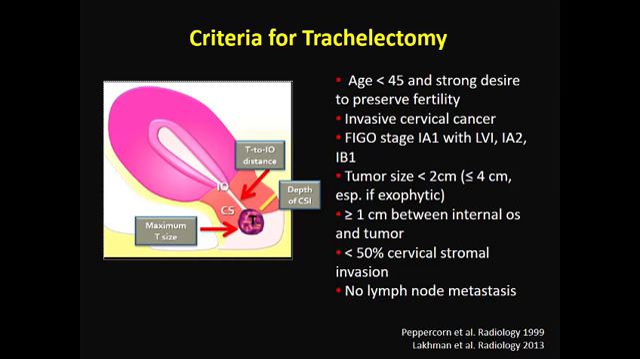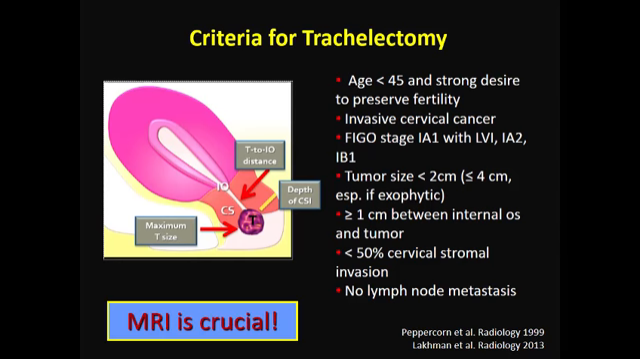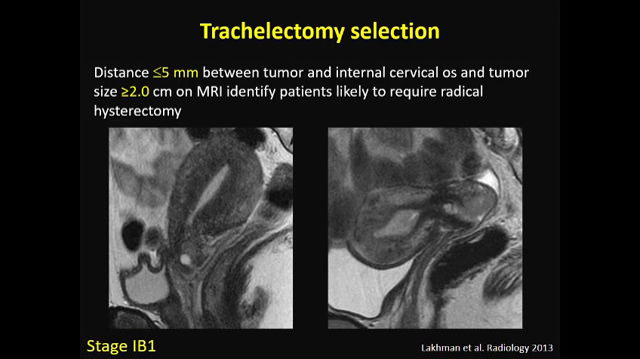So these are the criteria for trachelectomy, which means amputation of the cervix, a little bit of upper vagina, the lower cervix and the lower uterine segment. And you have to accurately measure the distance. This is some nice work done by Dr. Lackman here. You have to measure the distance between the tumor and the internal cervical os.